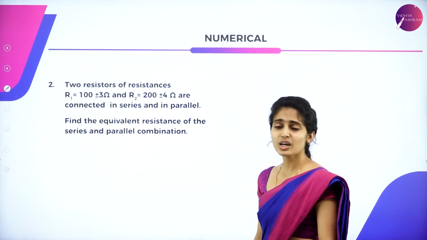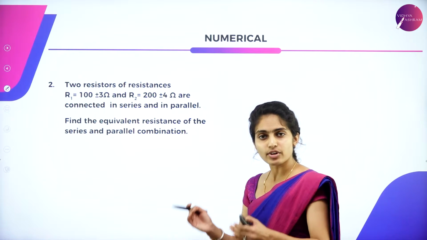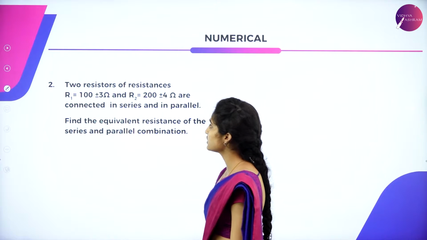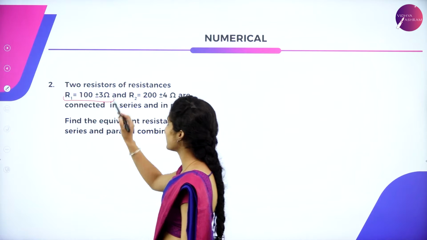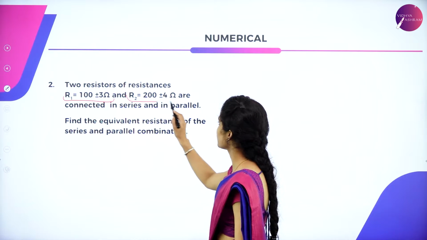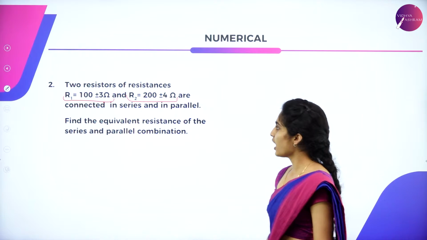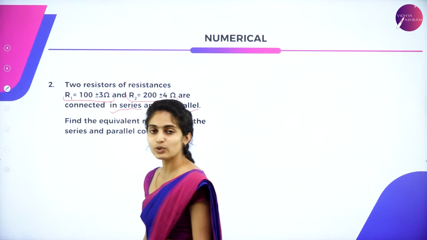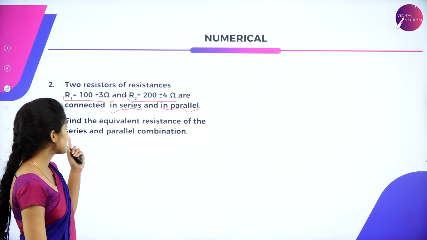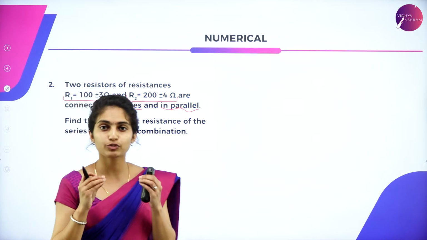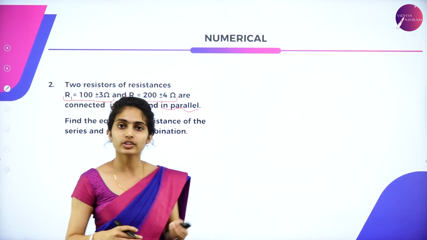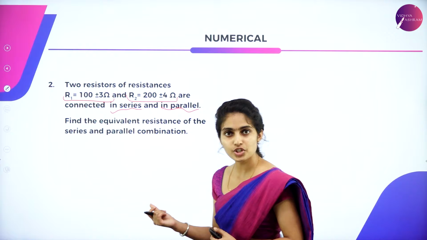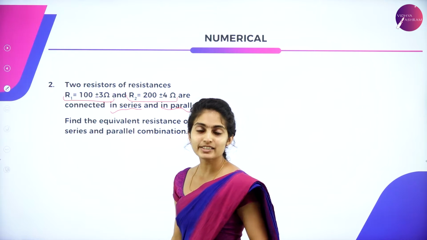Coming to the next numerical, based on the same second rule. If two resistors, R1 is 100 plus or minus 3 ohms and R2 is 200 plus or minus 4 ohms, are connected in series and in parallel, we have to find out the equivalent resistance of both the series and parallel combinations. They have given certain formulas to be used, which I have not mentioned here. I'll write them down. Please note them down.